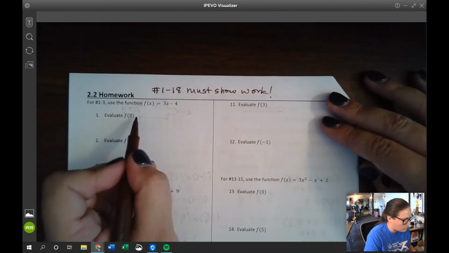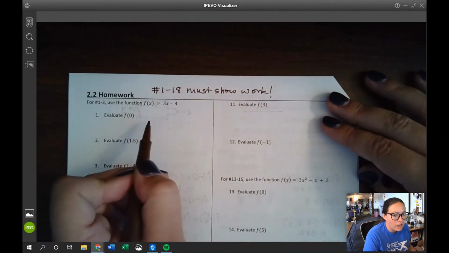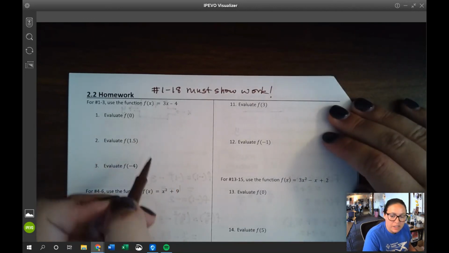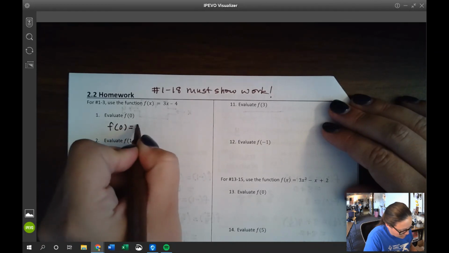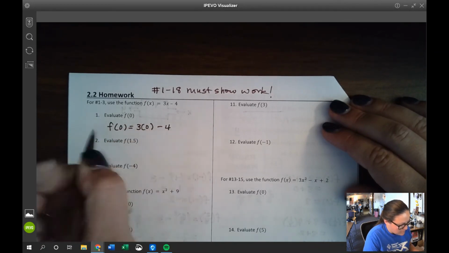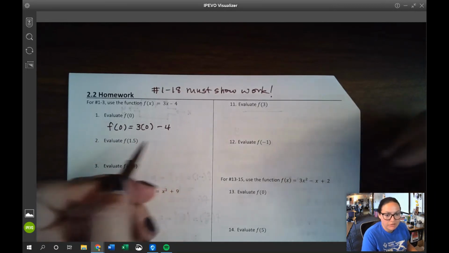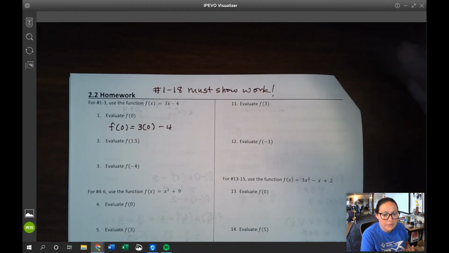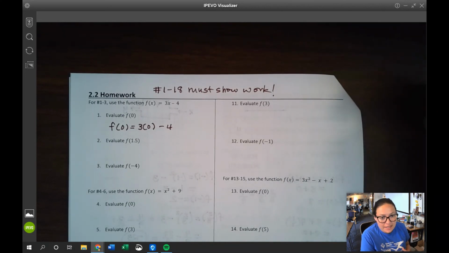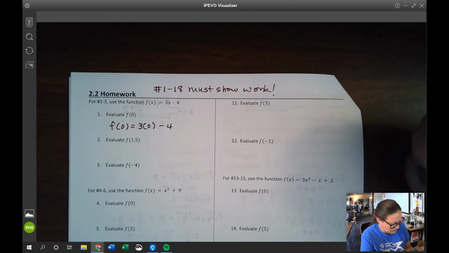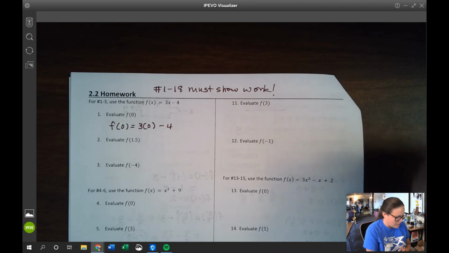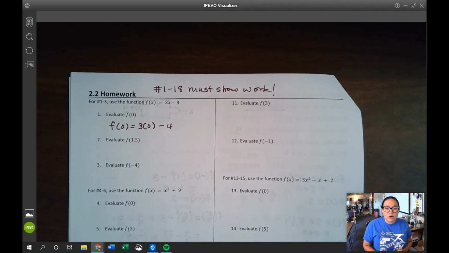Okay? Don't just write like -4. That's not good enough to get credit for the homework, okay? I want you to show me, okay, I'm actually writing out and plugging in 0 for x, and then I'm going to simplify it down to get my answer, okay? I want to see that you understand how to actually plug in a number for x and then evaluate it, just like we did in all the examples, okay? So you're completing the 2.2 homework, and then we will check over it the next time I see you.